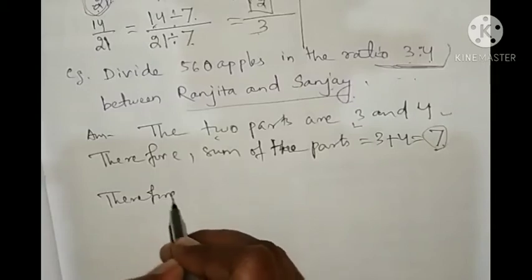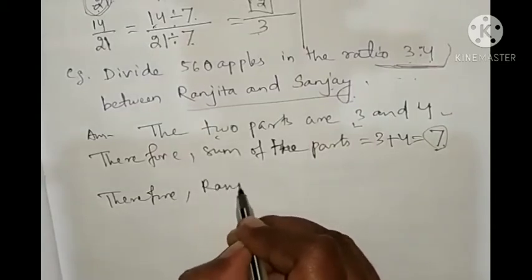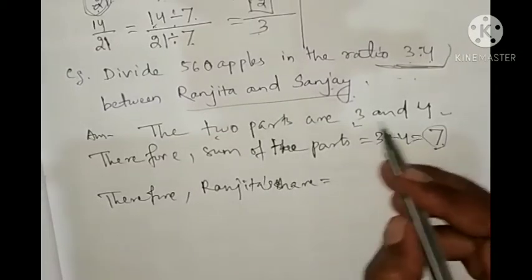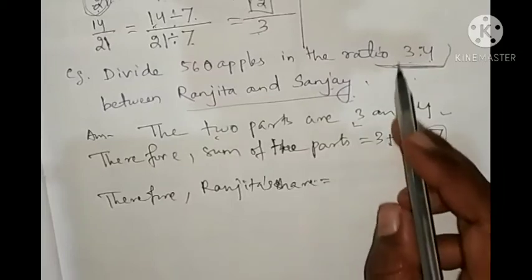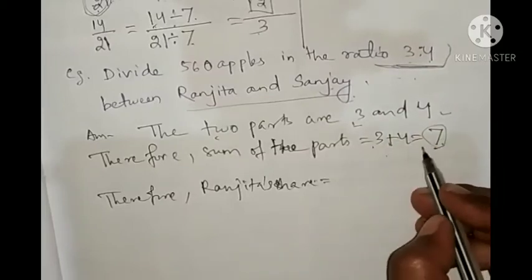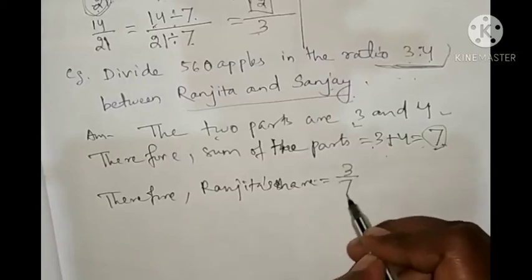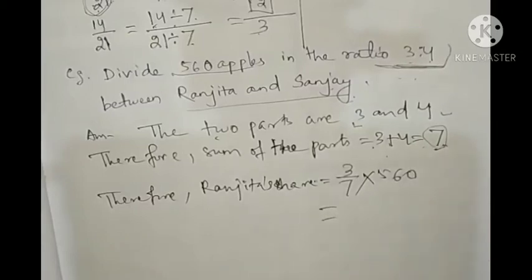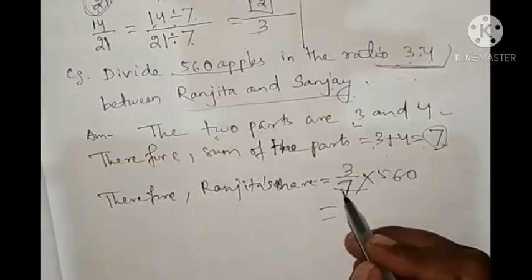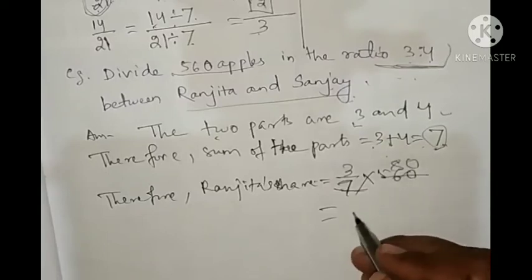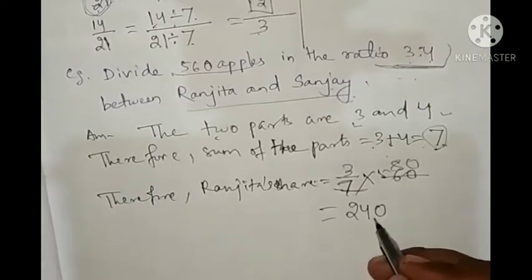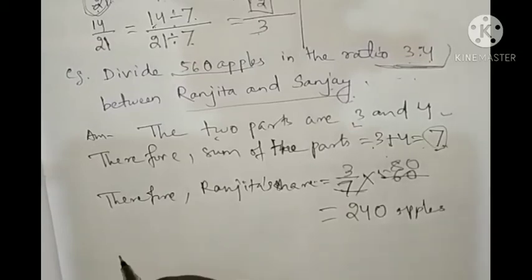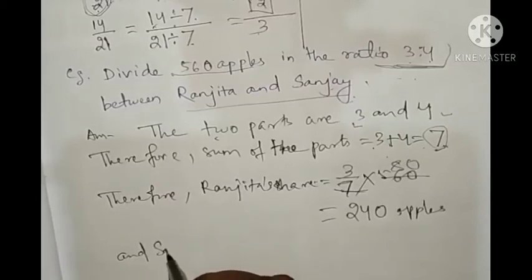Therefore, Ranjita's share equals, Ranjita is getting how much? 3, so 3 out of 7. So 3 by 7 into how many apples? 560 apples. So how much are you getting? 7 eights are 56, 8 threes are 24, 240. So Ranjita's share is 240 apples. Next you see Sanjay's share.